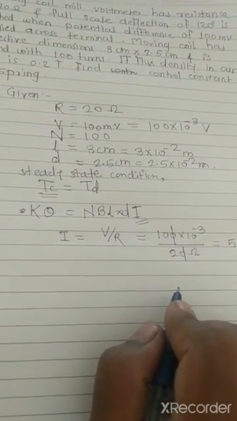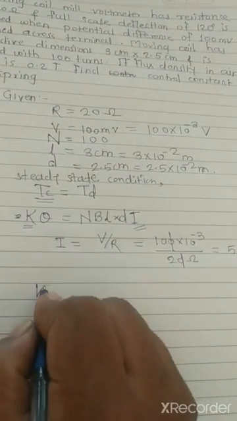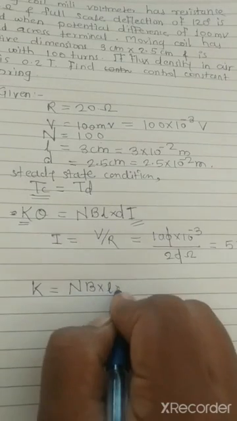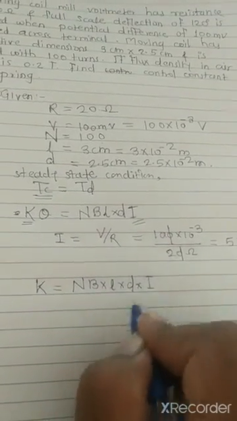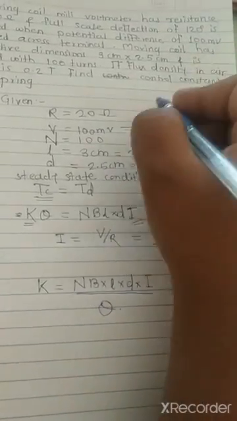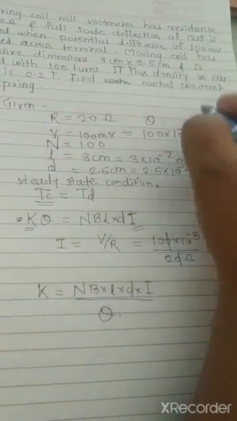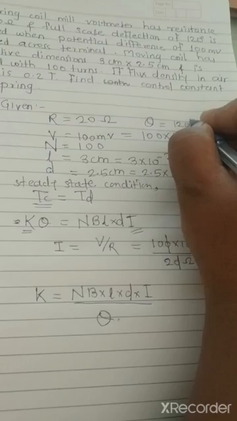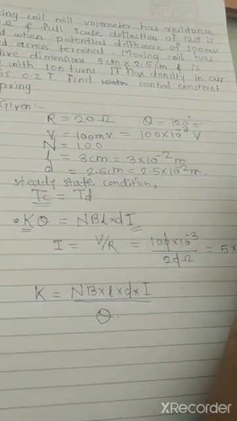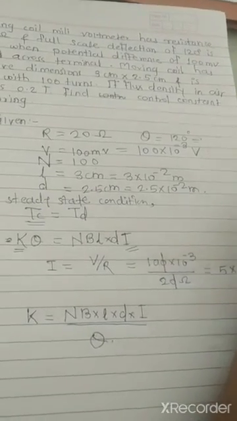Now we have to calculate the spring constant, that is the value of K. Now K is equal to N into B into L into D into I upon theta. In the given data, theta is remaining. Theta is equal to 120 degree here, and first of all convert this 120 degree into radian.